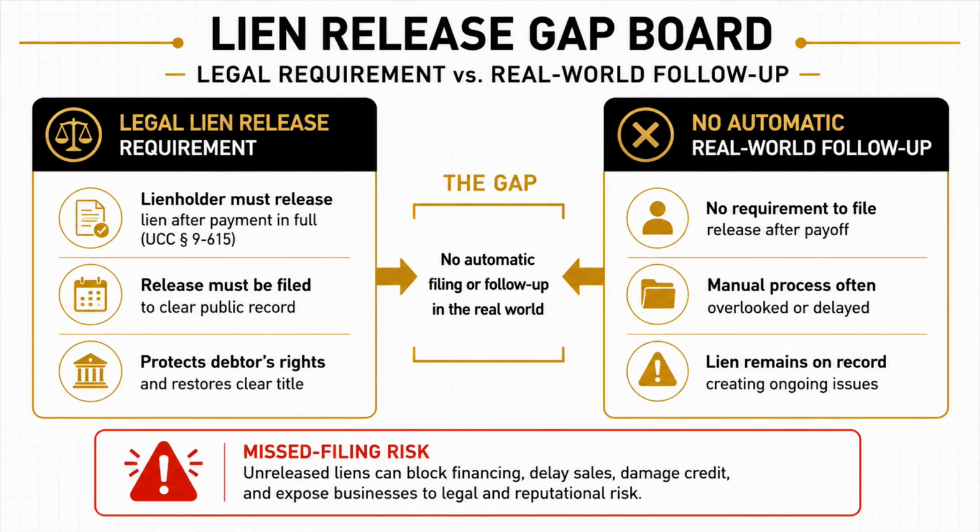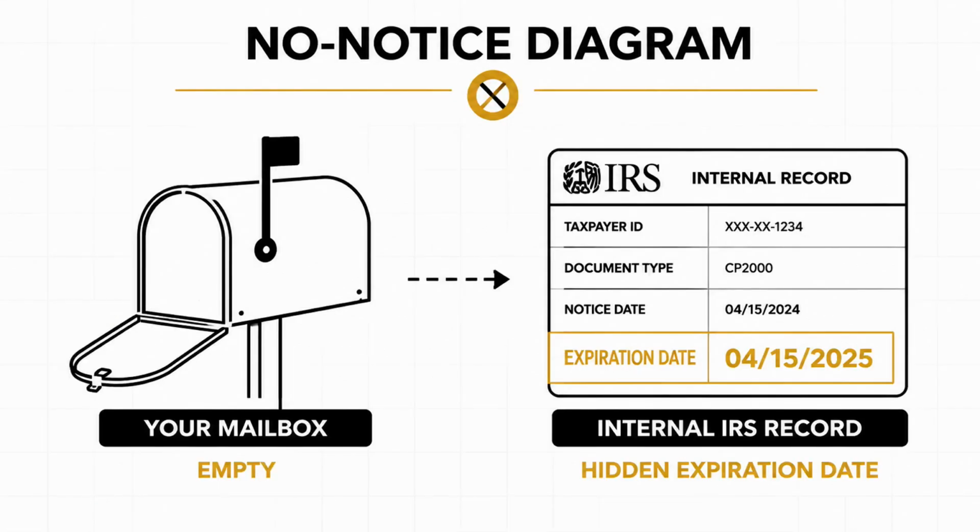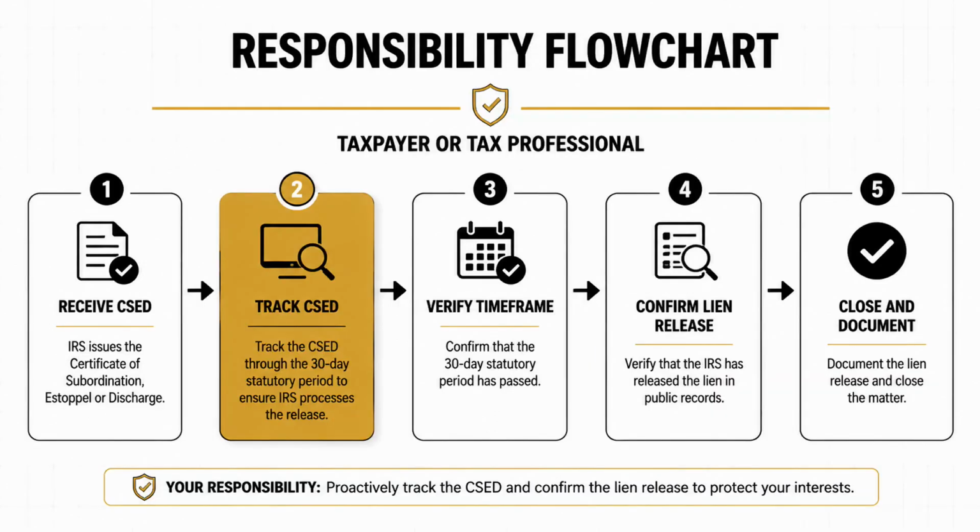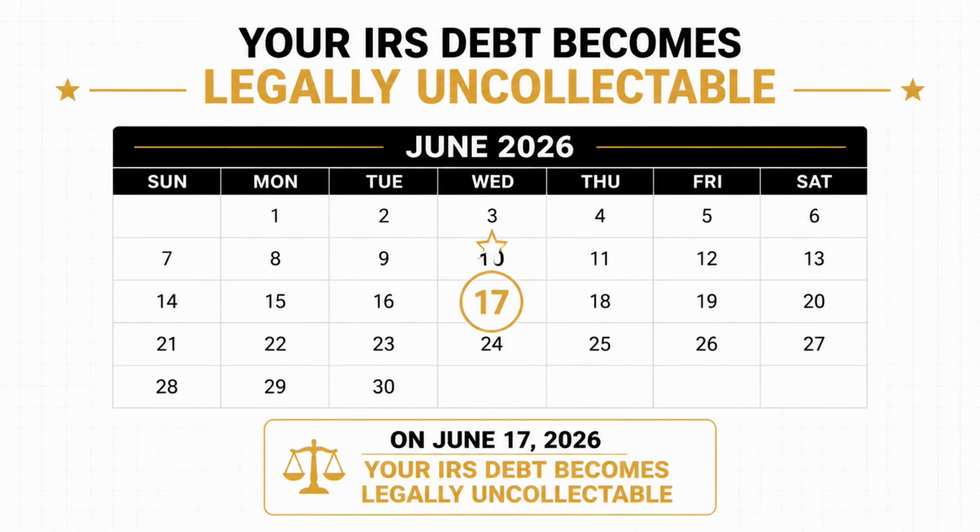Processing time for an IA request varies. A simple case might take a few weeks. A complex case involving large balances or multiple years can sit in the IRS queue for months. During all of that time, the CSED is suspended. The IRS's collection window is growing while your application is under review without any action on your part.